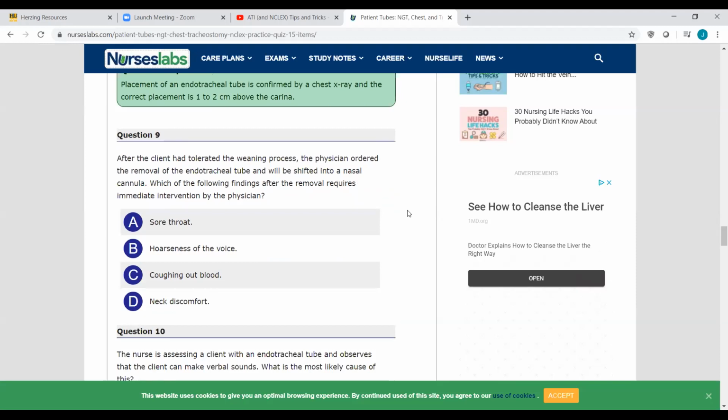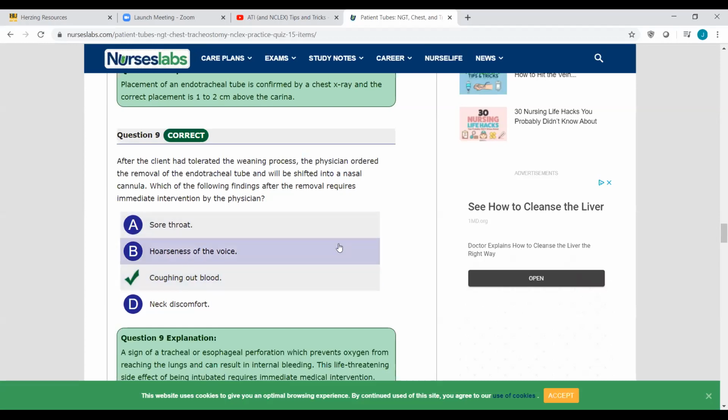Okay, after the client had tolerated the weaning process, the physician ordered the removal of the endotracheal tube and the client will be shifted to a nasal cannula. Which of the following findings after the removal requires immediate intervention by the physician? C. Definitely, since they are coughing out blood. Yeah.